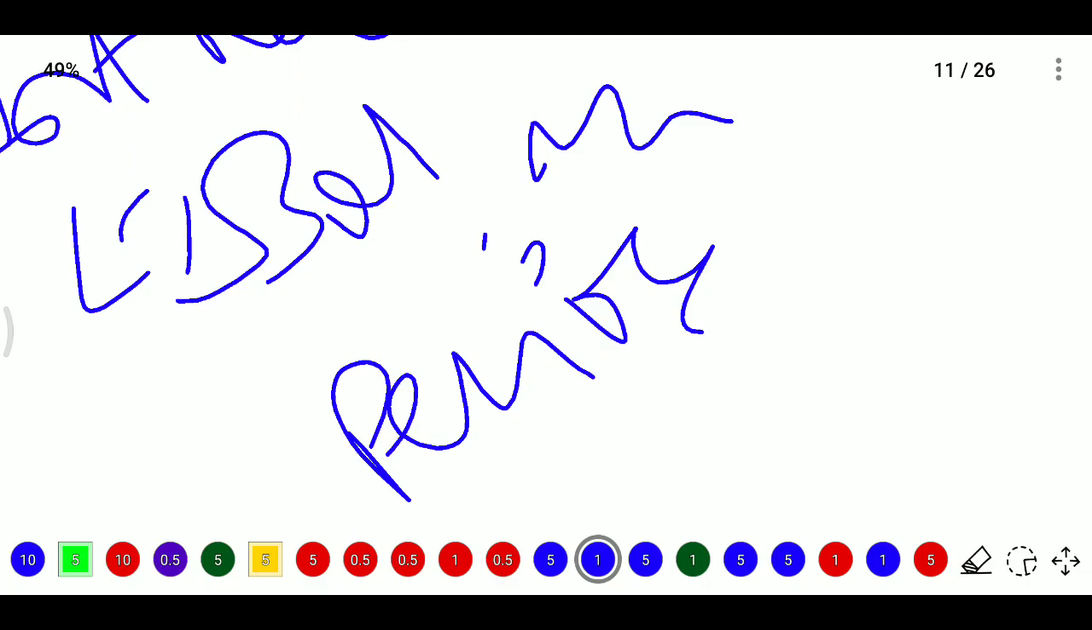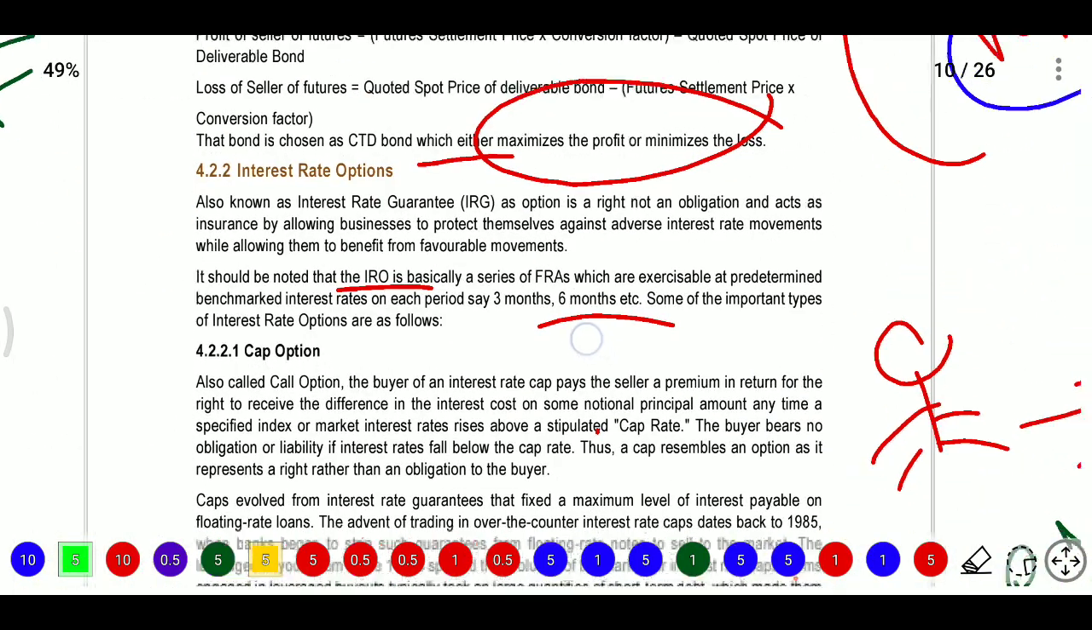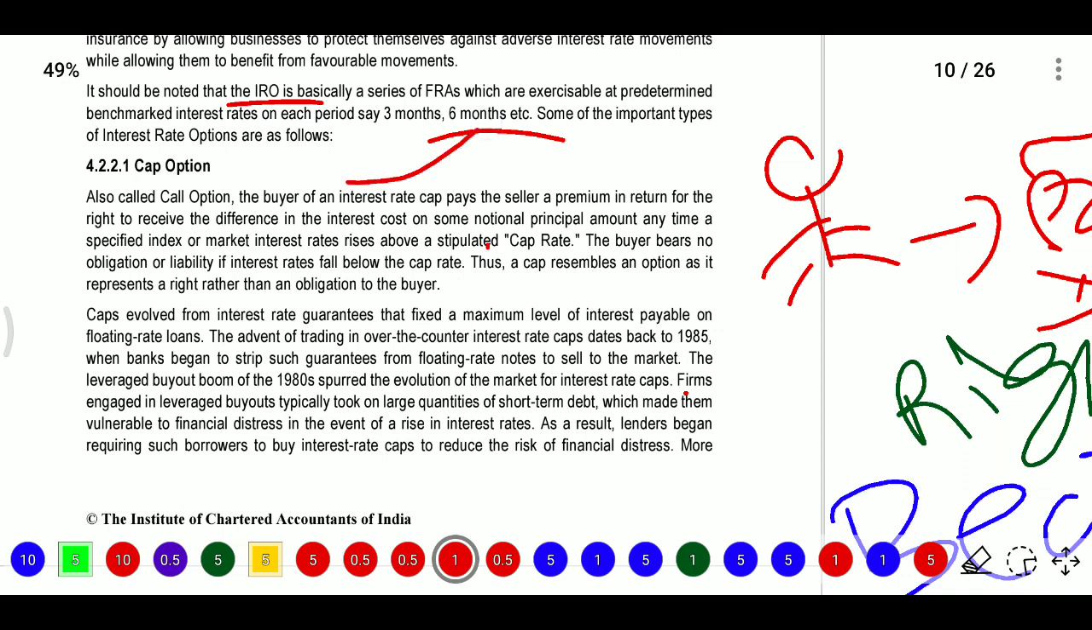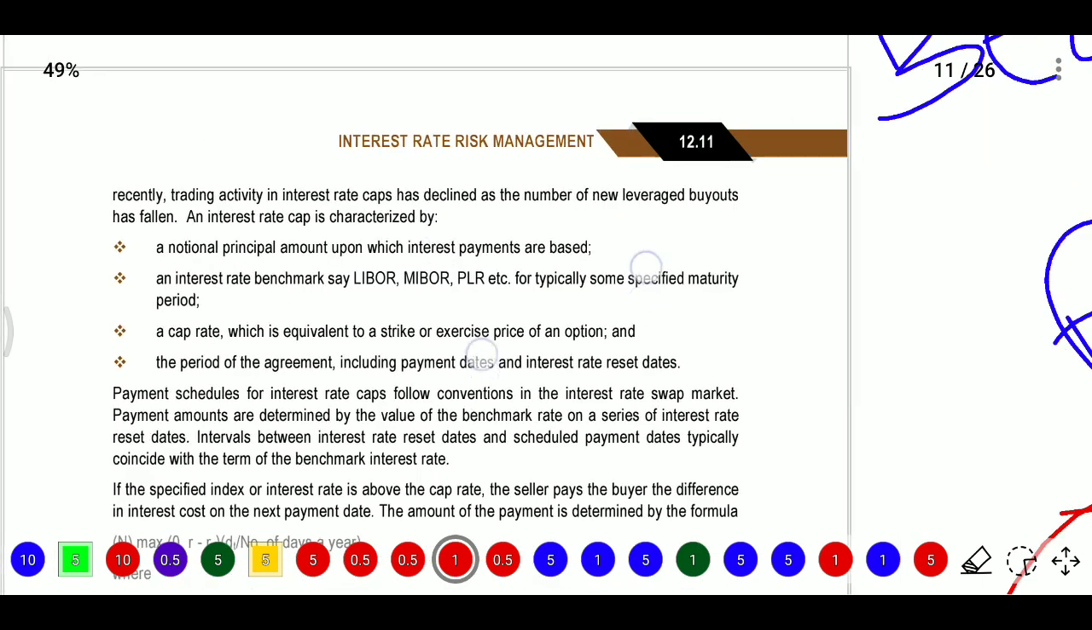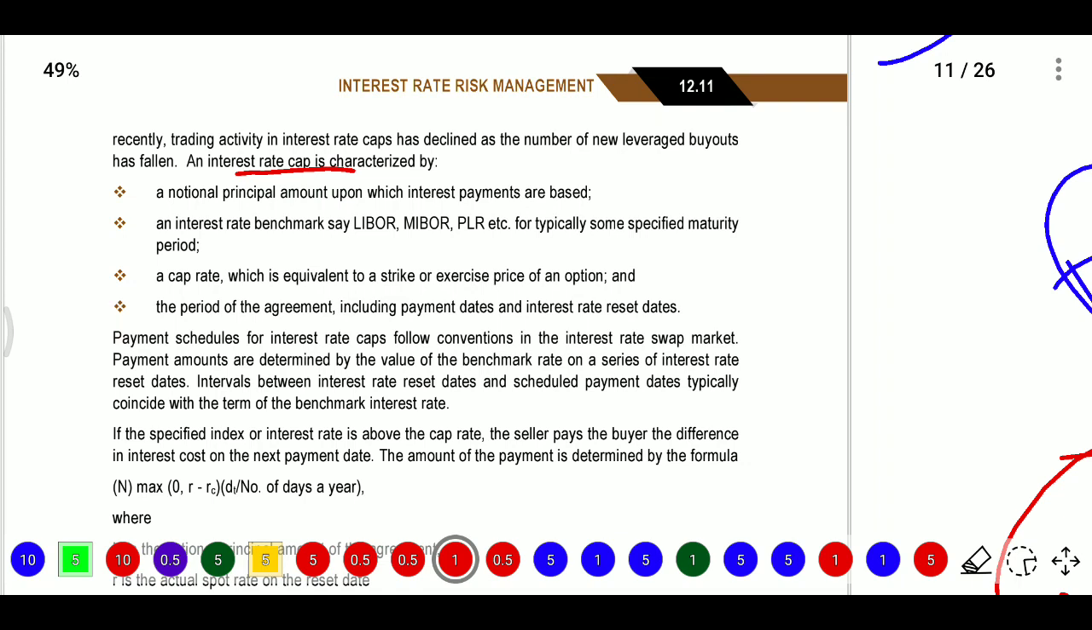So now we started with the cap option. In a cap option, the premium is payable to the seller for the right to receive the difference in the interest cost of some notional principal amount, anytime the specified index or market interest rate rises. Whatever changes happen, you will get a minimum guaranteed fixed interest rate, and the buyer has no obligation or liability; if the interest rate falls he bears no loss. So the cap is characterized by the notional amount, interest rate benchmark, cap rate and period of agreement.